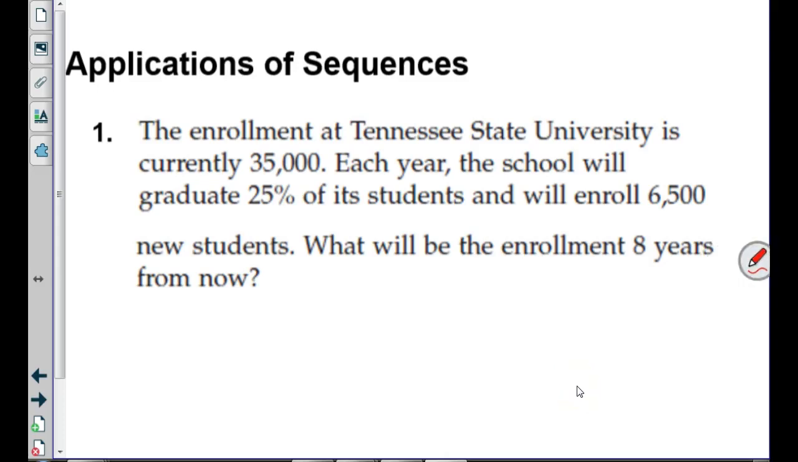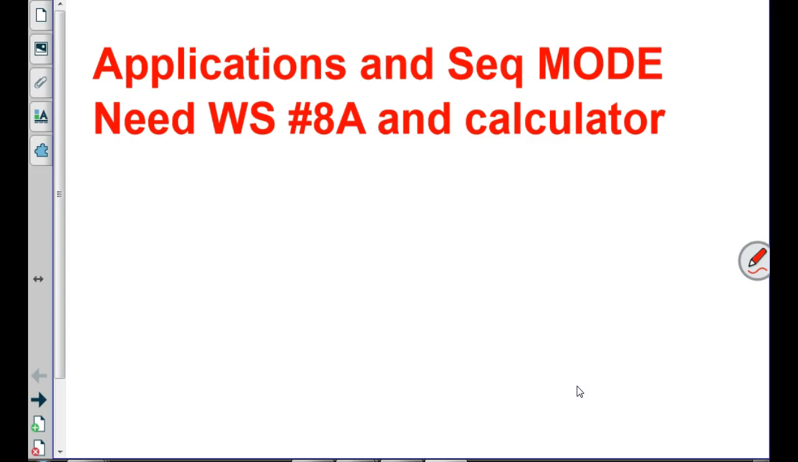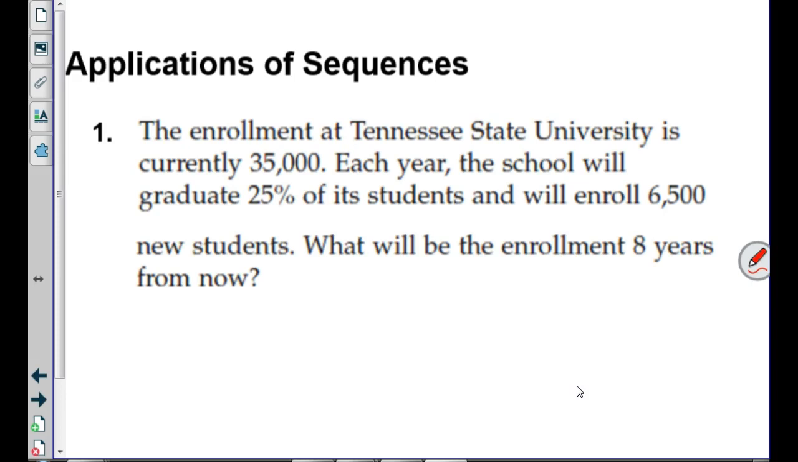Worksheet 8A, yes. Got it? All right, so all we're going to do is these 6 application questions today. Are these 6? Anyway. We're going to need our calculator to be in sequence mode for some of them.